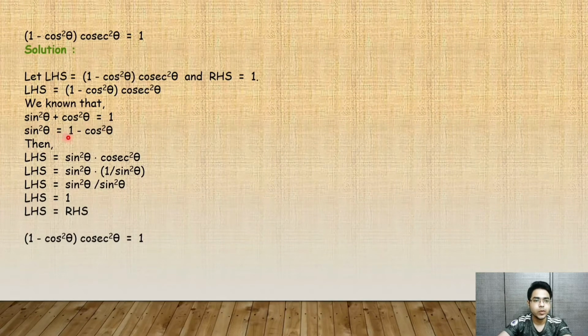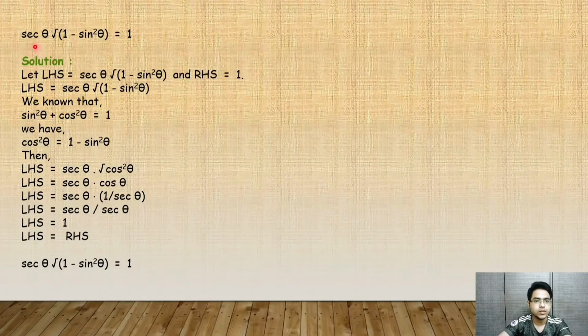So sine square theta will be equal to 1 minus cos square theta. Then we are getting LHS equal to sine square theta into cosec square theta. Here the value of cosec square theta is 1 upon sine square theta. So we'll be getting LHS equal to sine square theta divided by sine square theta, and the same terms will get cancelled out, and we'll be getting LHS equal to 1. So LHS is equal to RHS. Hence the question is proved.